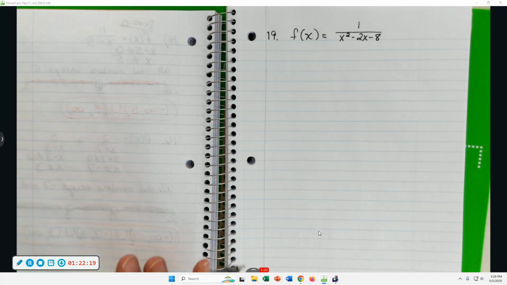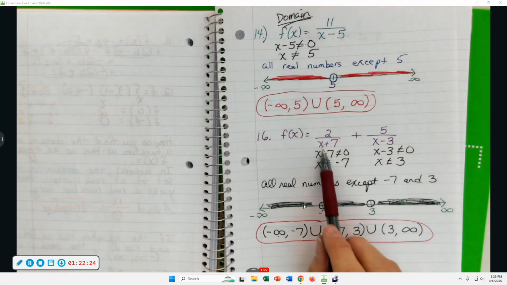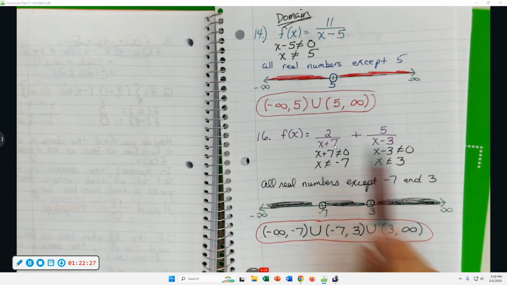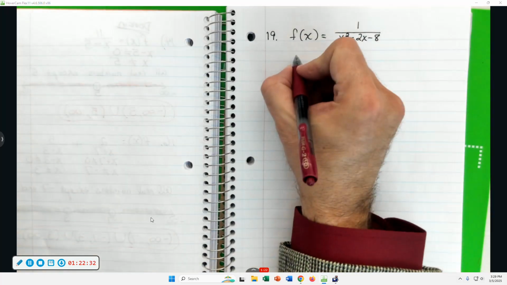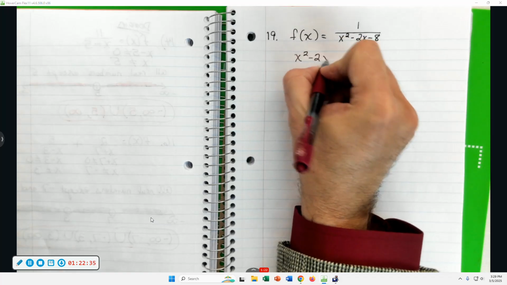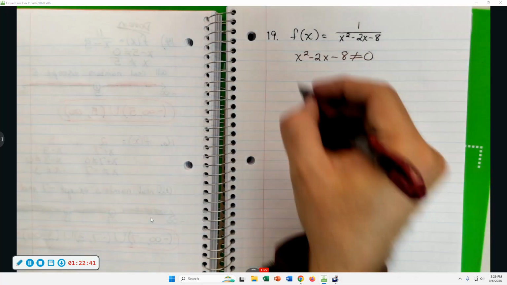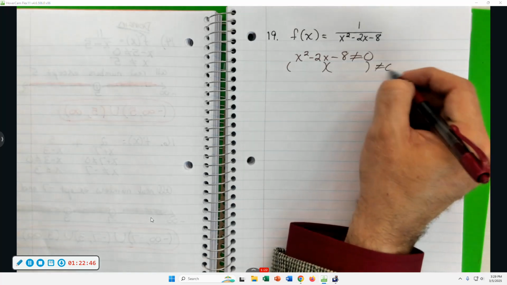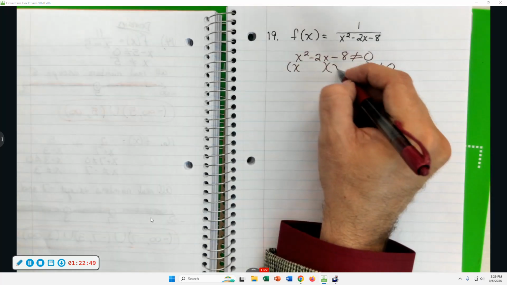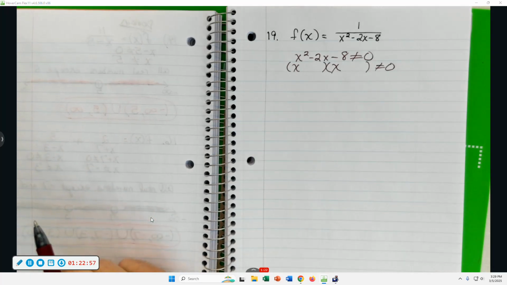How does this one differ from the one we just did? Well, over here, we didn't have to factor these denominators. But on this one, we're going to have to factor it. The denominator can't be 0. It's been a while since we factored. Help me out. X and X. 1 times 8 or 2 times 4. Once we get it factored, it'll be as easy as the one we just finished.